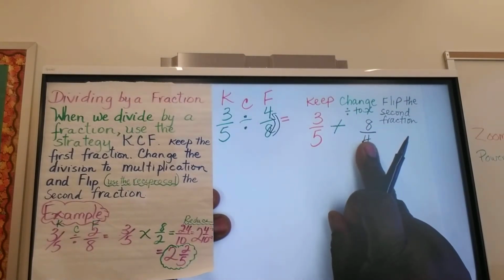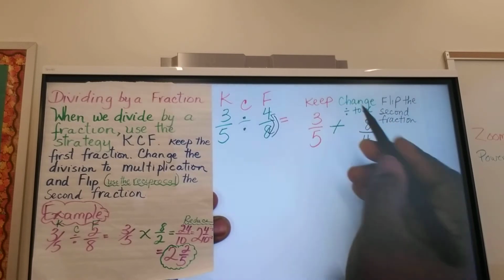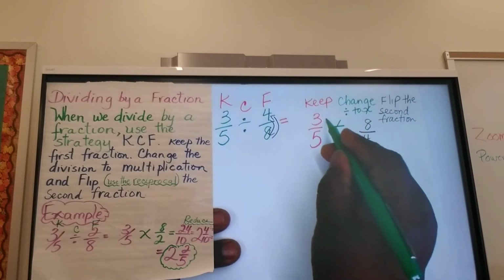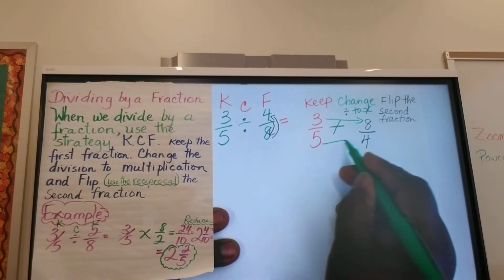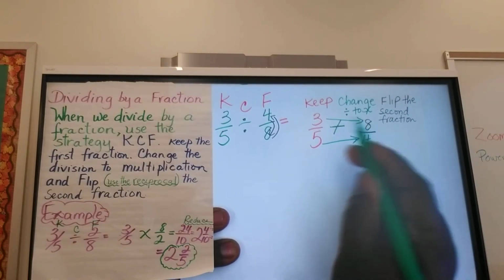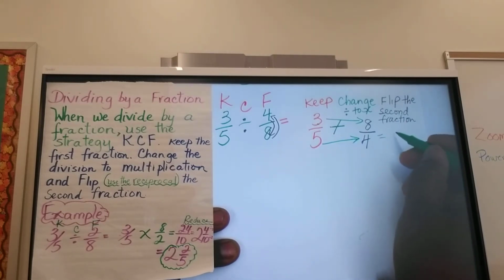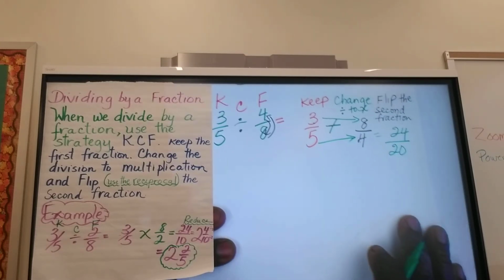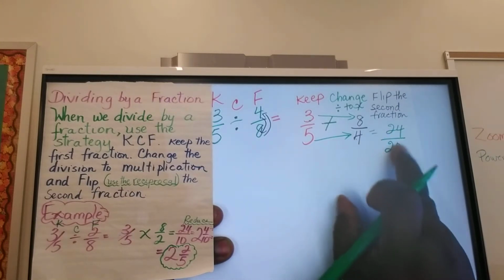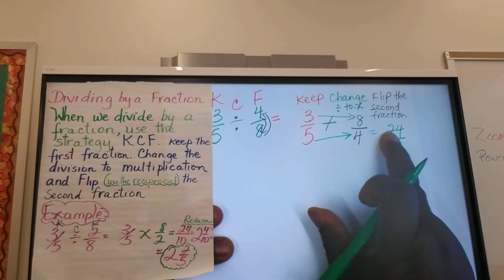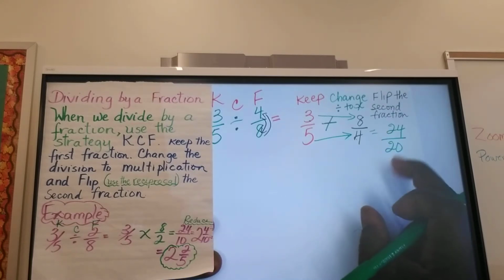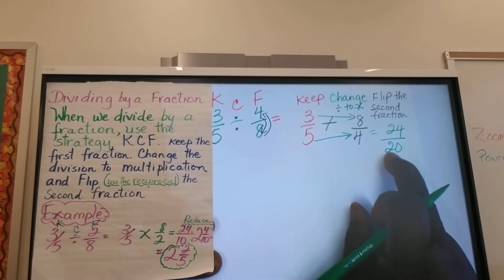Once we have that, we can now multiply across. So when we multiply straight across, now we have 8 times 3 equals 24. 5 times 4 is 20. But we're not finished, because this is an improper fraction. We have a larger numerator and a smaller denominator.